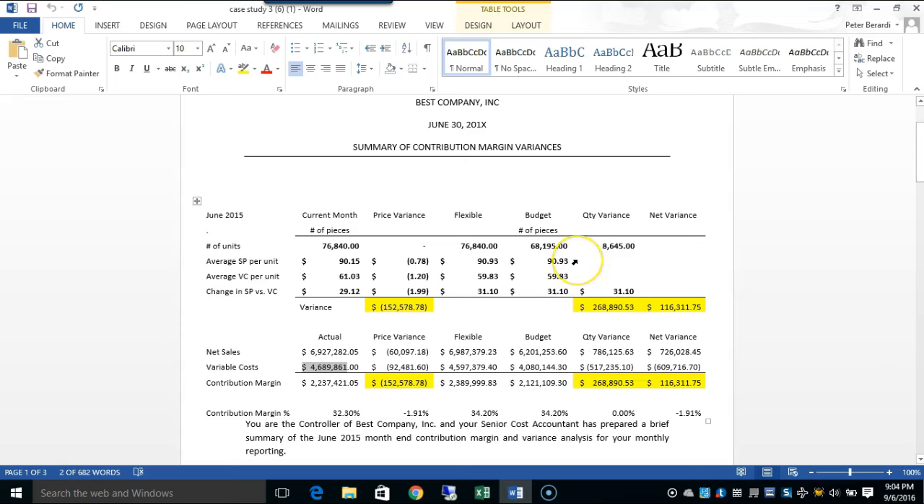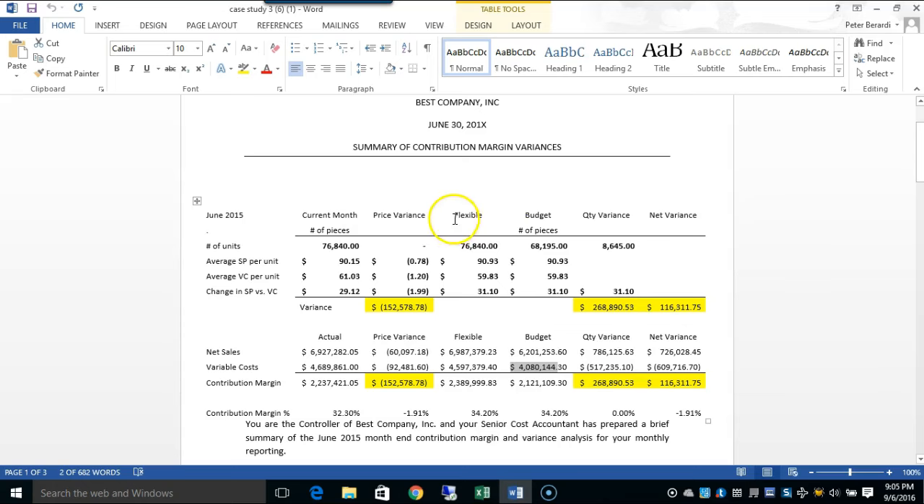On the budget side, we have a selling price per budget unit of $90.93. Think of this as our standard. Times a budgeted number of units, which is 68,195, gives us this total budget. Our variable cost per unit is $59.83 per budget, times the budgeted number of pieces, which gives us variable cost of $4,080,144. Again, our contribution margin is $2,121,109 at 34.2%.